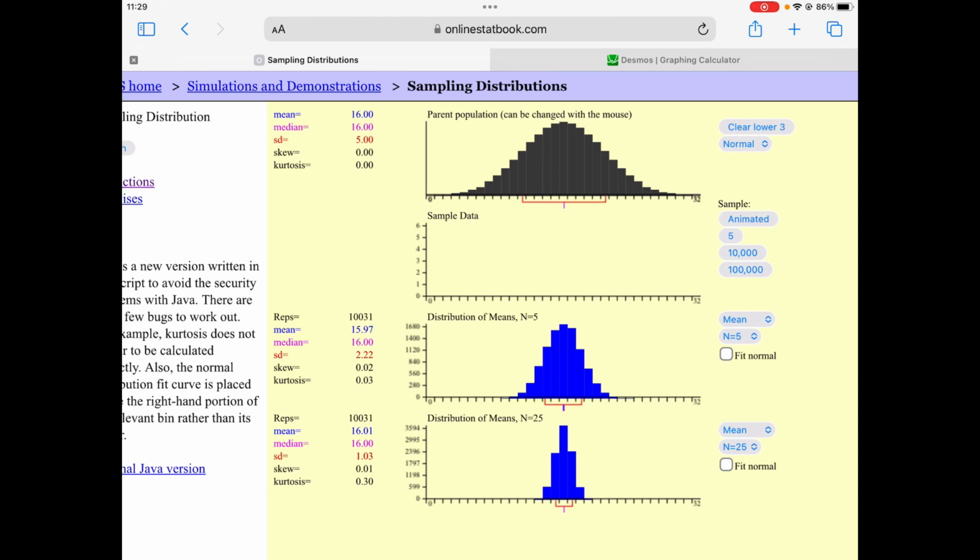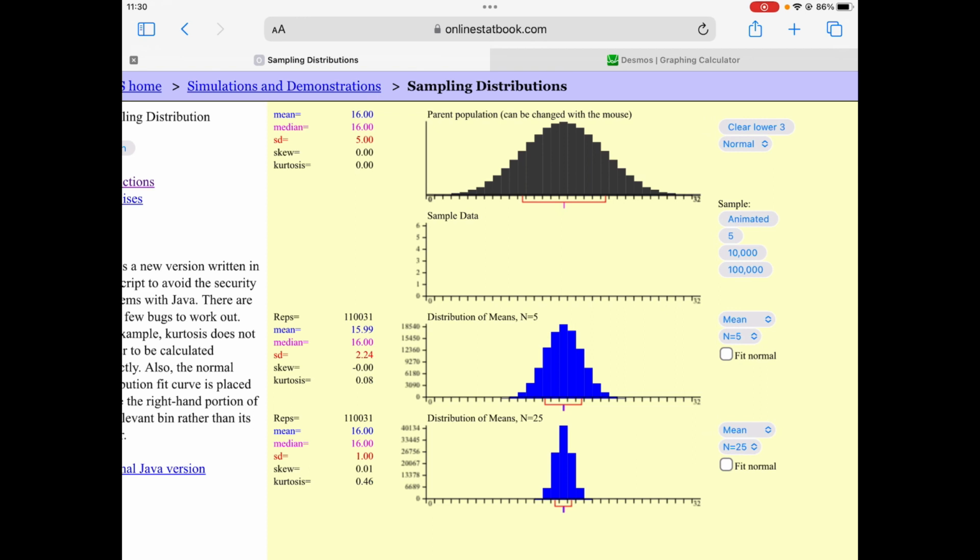But look at our standard deviation. We started with 5, and now with our sample size of 5, it went down to 2.2. But with our sample size of 25, it went down to 1.03. So the larger the sample size, the less variability. The smaller the spread is, or the standard deviation is, for our sampling distribution of our means.